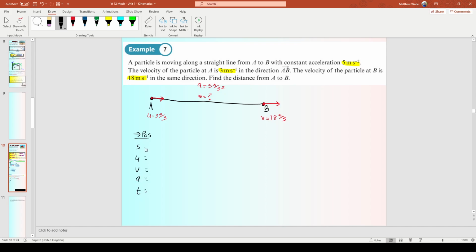Suvat. There it is. Step 3, start whacking numbers in. So S, do we know it? No. Is it the thing that we want? Yes. So put a square around it. U, the initial speed, do we know it? Yep, 3 meters per second.